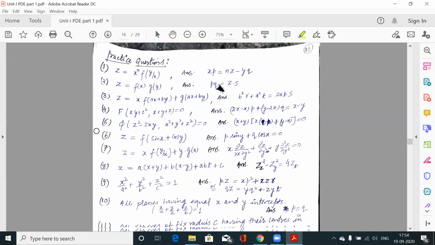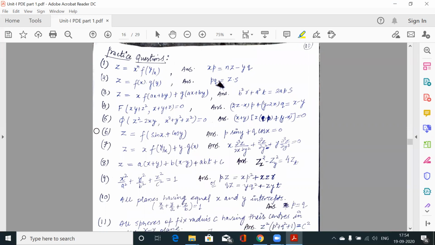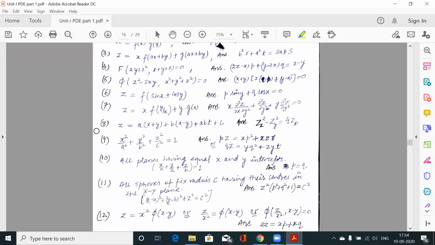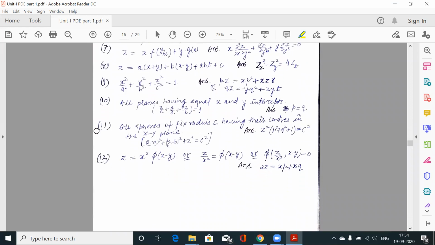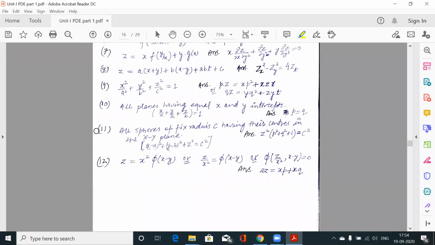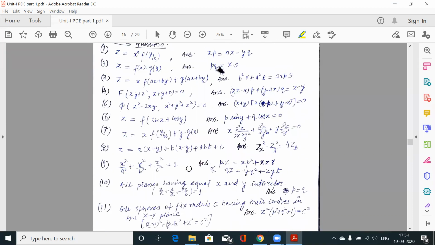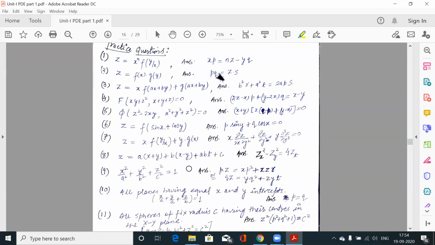This is the practice question set, where I have given some questions of the mixed type: arbitrary function elimination, arbitrary constants, or third concept based questions. The answers for the corresponding questions are also mentioned. So you can go through these questions, try to solve them. Your answer is there, so you can verify your answer.